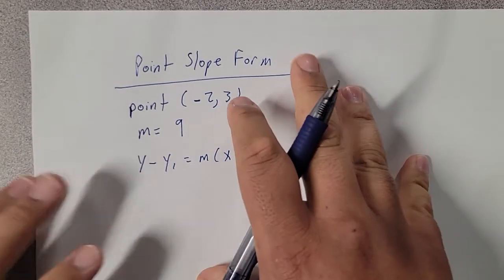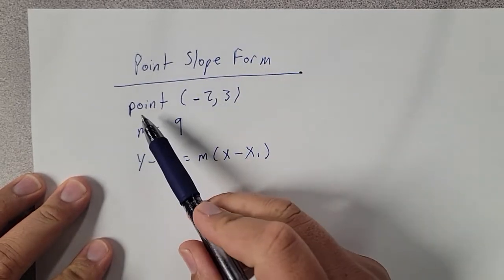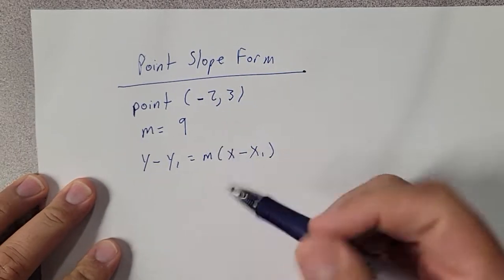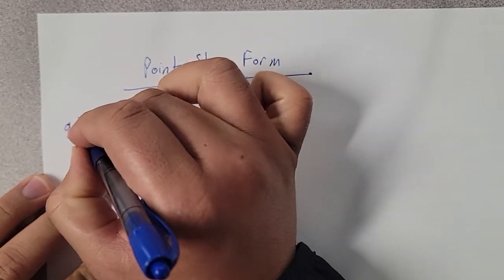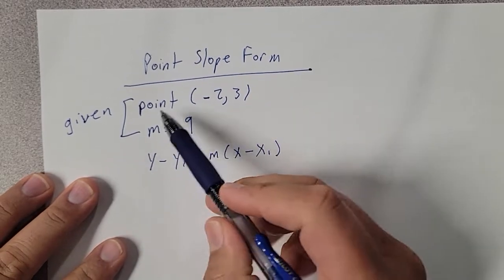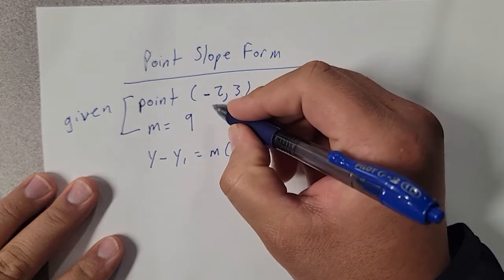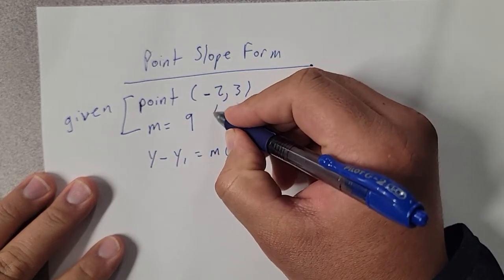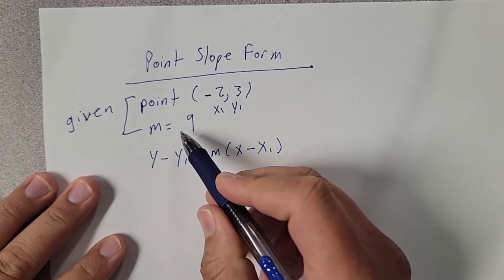All right, so we're going to do point slope form, and the reason we call it point slope form is because you're given a point and a slope. So this information is given information. They'll have some type of problem. They're going to give you a point on the problem. In this case, we have -2, 3. So I'm going to go ahead and mark this as x1 and y1. Then we have a slope that equals 9.